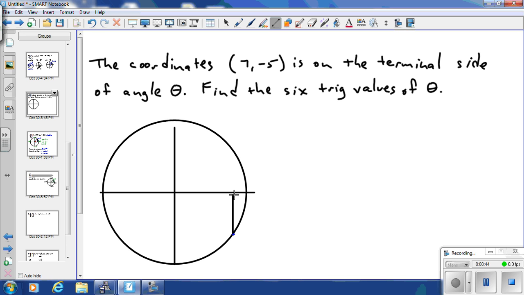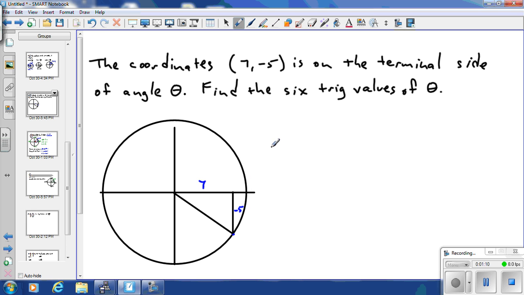So again, we always draw up to the x-axis. That's always where we work. So if I know here that this coordinate is 7, -5, that makes this 7, that makes this -5. Well, in order to do all 6 trig values, I have to know what the hypotenuse is.